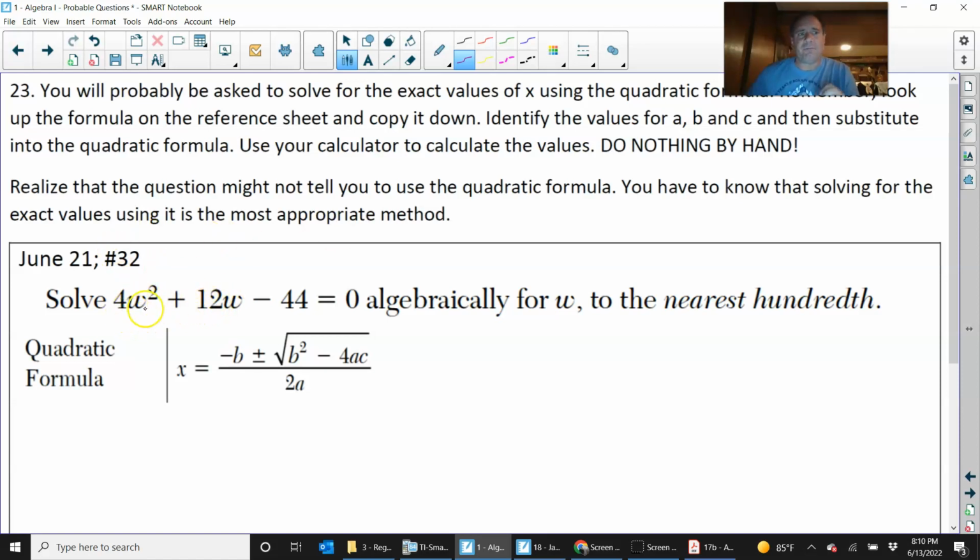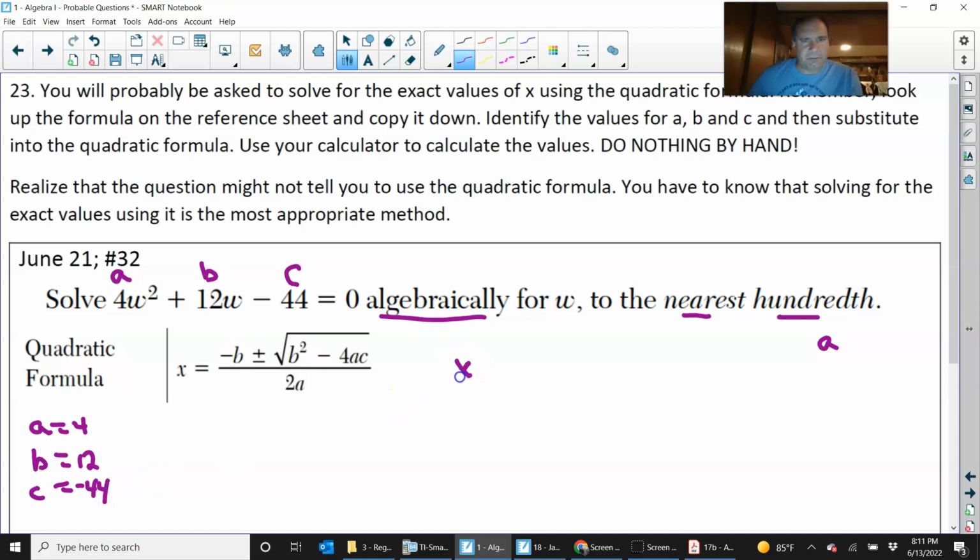It says solve 4w squared plus 12w minus 44 algebraically, and that, by the way, is using the quadratic formula as one of the algebraic methods, for w to the nearest hundredth. So that means you have to go all the way down to rounding, right? So let's go ahead. The first thing that you do, I'm just going to put it over here. A equals 4. This is my B. B equals 12. This is my C. C equals negative 44.